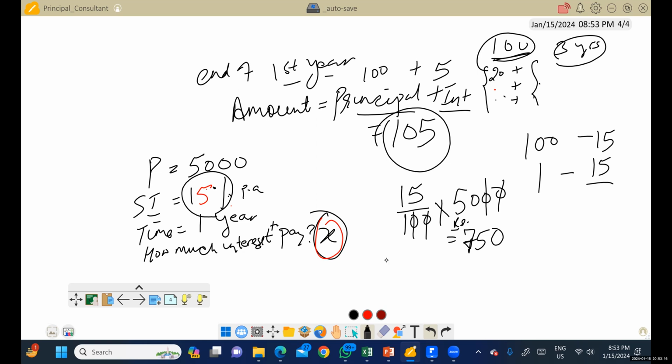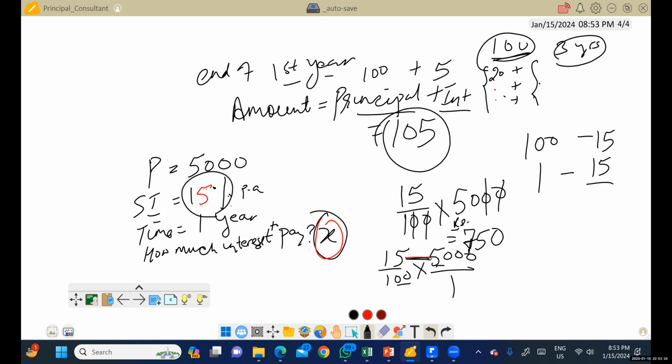See, this 15 over 100 into 5,000, by default it is 1, right? Yes, sir. This is multiplying by this, but this is dividing this, right?